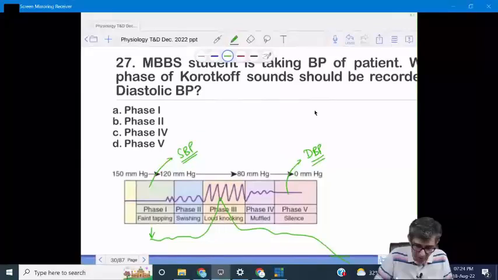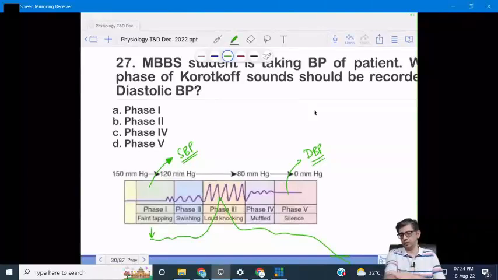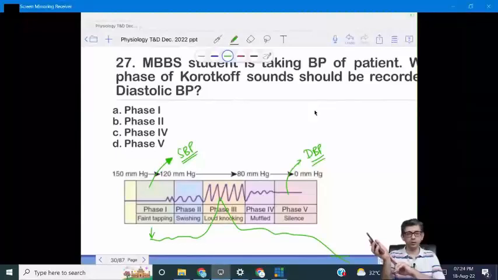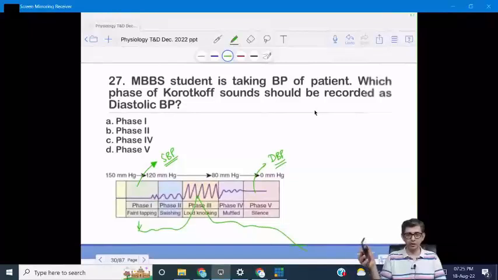फेज 1 जो है दैट इज व्हेन द साउंड विल अपीयर स्टेथोस्कोप में, जब आप बीपी चेक कर रहे हो ऑस्कल्टेटरी मेथड से. बीपी चेक करने के दो मेथड्स होते हैं, पैल्पेटरी मेथड होता है और एक ऑस्कल्टेटरी मेथड होता है. और ऑस्कल्टेटरी मेथड में when Korotkoff sounds will start coming, we will say systolic. When they disappear, we will call it diastolic blood pressure. The correct answer for 27 is option number D.